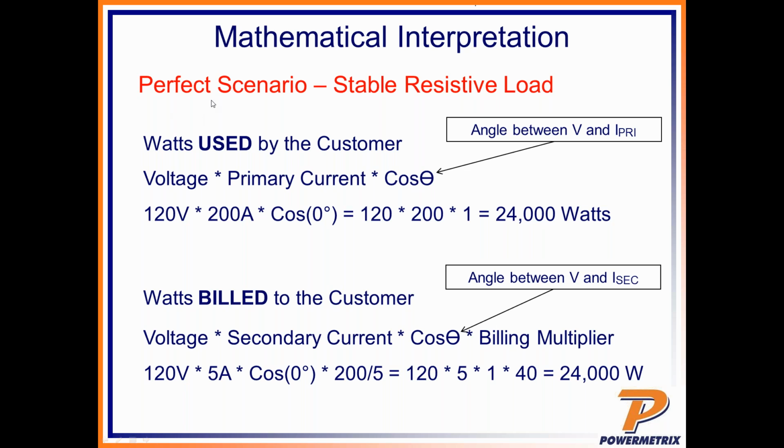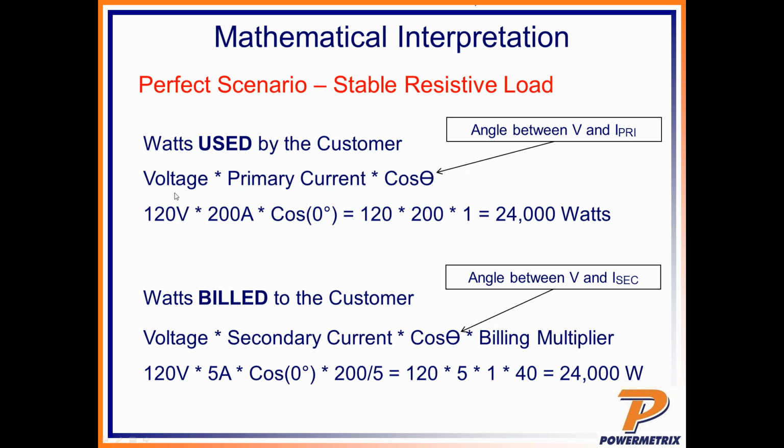We're going to say this is a perfect scenario. It's a stable resistive load, which is not a normal load, but we're basically saying we don't have any phase difference, okay? On a CT rated site, you've got watts that are used by the customer, meaning their actual usage. What is that? Well, it's the voltage that they have on the site. We're going to assume there's no PTs. So we've got the voltage on the site times the primary current, times the cosine of the angle between the voltage and the primary current. That's the customer's actual usage.